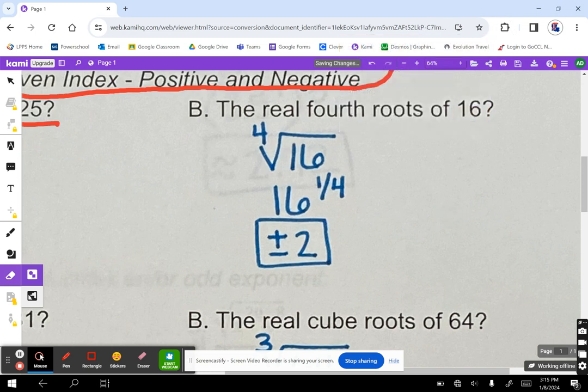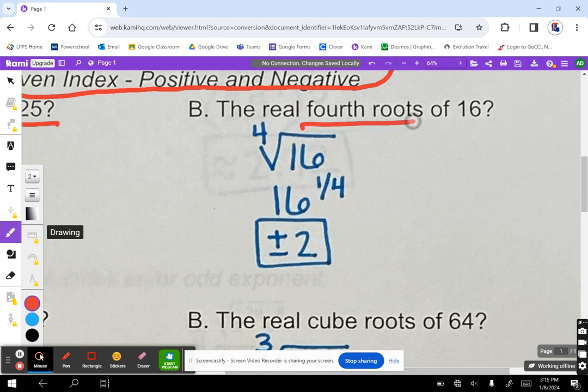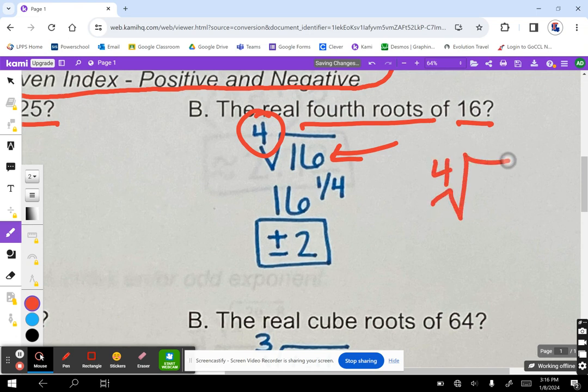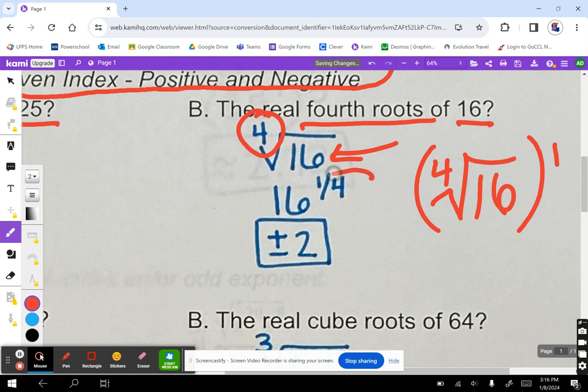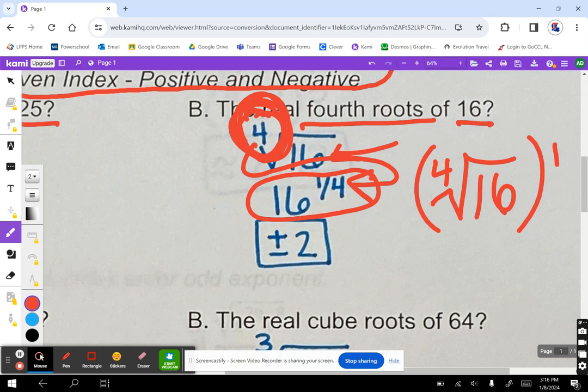All right, now with part B, the real fourth root, because I have the fourth root, my index is going to be 4. And 16 is going to be your radicand. Okay, radicand. So your index is 4. Now again, you may see it written like this, the fourth root of 16 with a parentheses understood 1. Okay. And then 16 raised to the 1 over 4. Remember, your index is always your denominator. Your index in this case, which is 4, that little number over there, is always the denominator of your fraction.